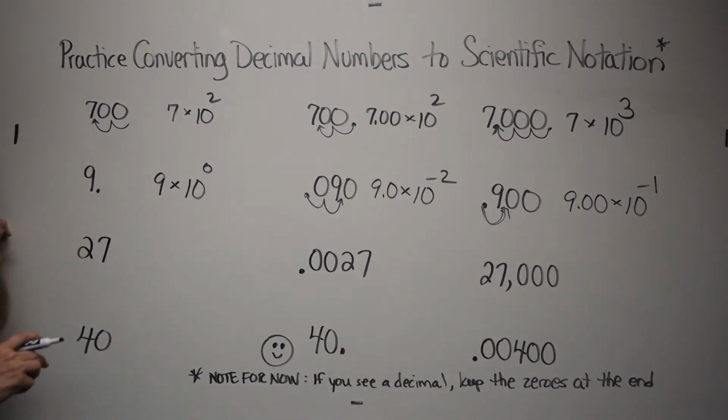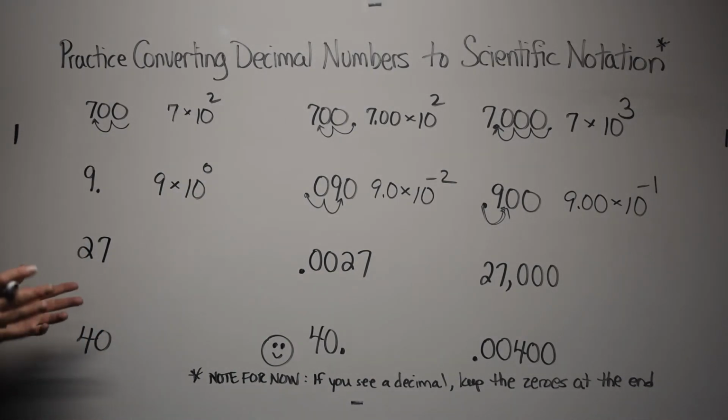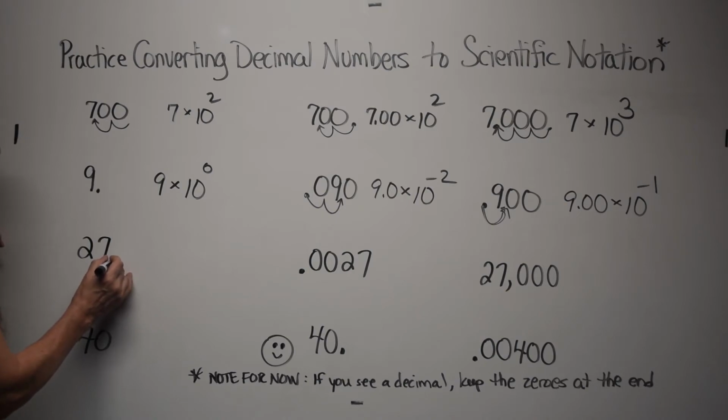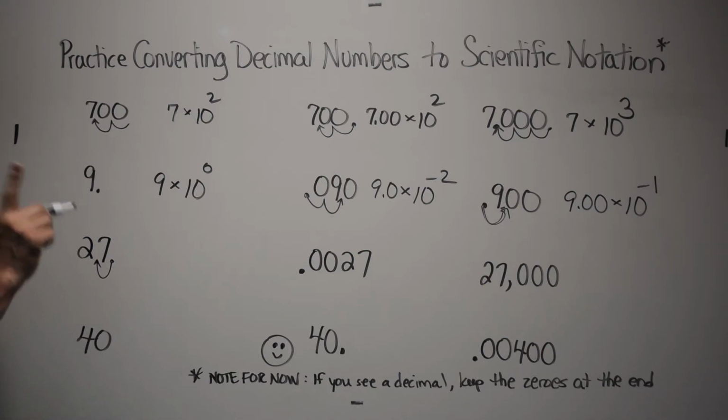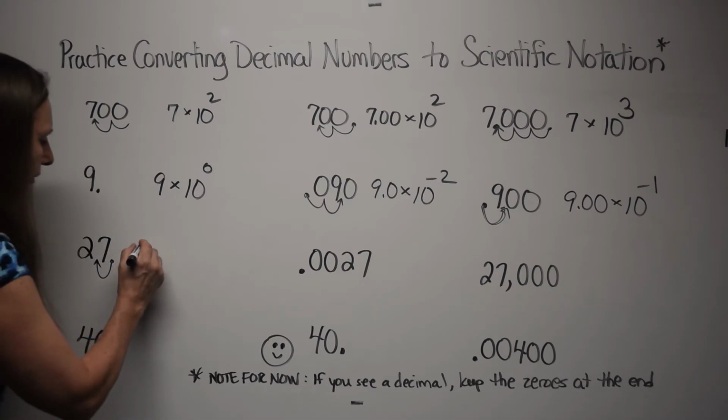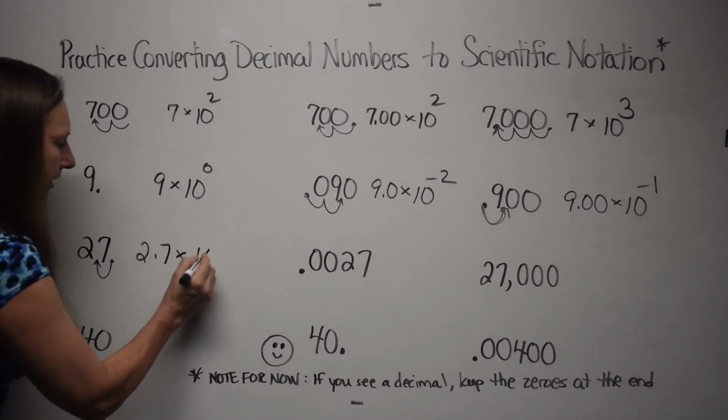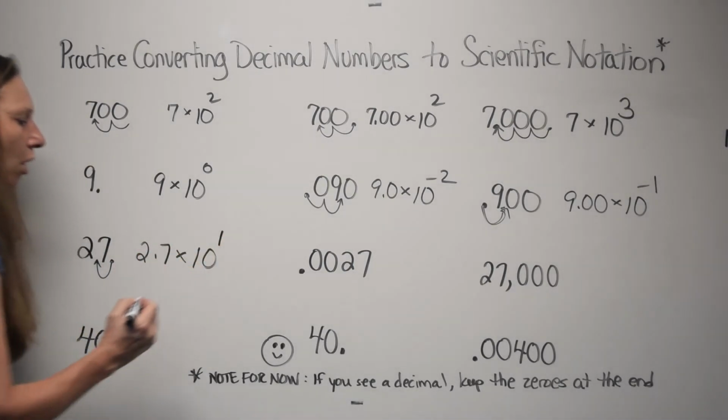The number 27. I don't see a decimal. I know that the decimal would be here, so I put it there. I jumped once. This number is 1 or greater, so it's going to be 2.7 times 10 to the positive 1 jump.